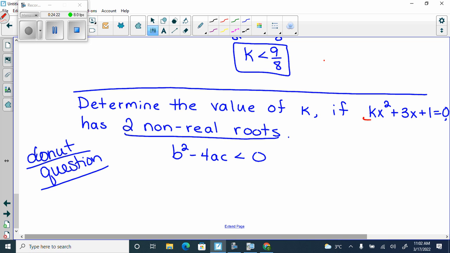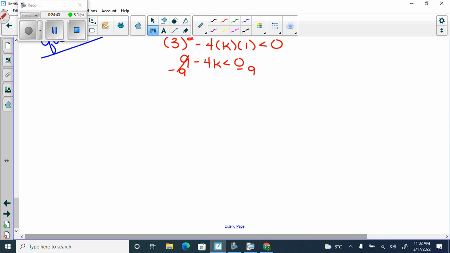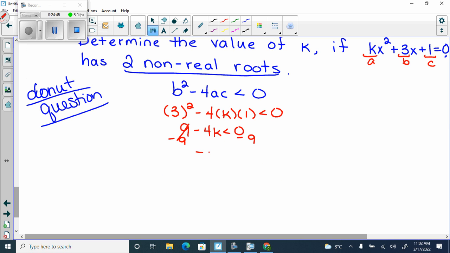I have A, I have B, I have C, and I get B squared, which is 3 squared minus 4 times K times 1 is less than 0. 9 minus 4K is less than 0, subtract 9, negative 4K is less than negative 9. I divide by a negative. When I divide by a negative, when there's an inequality, it will flip: 9/4.